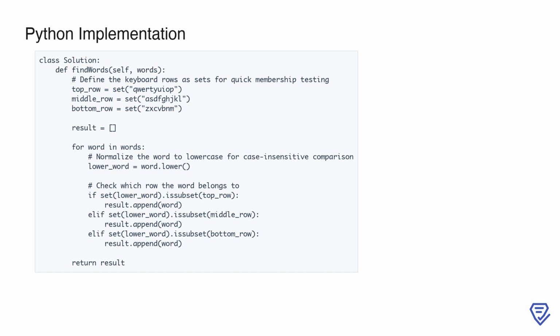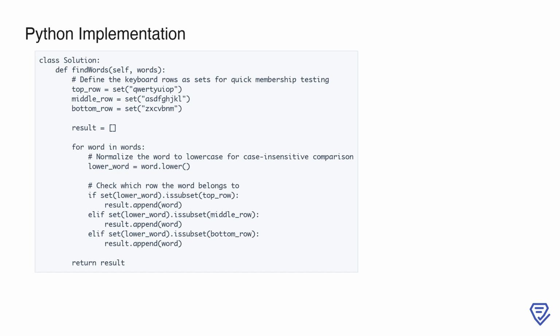Explanation. 1. Keyboard rows as sets. We first define the three keyboard rows, top, middle, bottom, as sets of characters. The use of sets allows us to quickly check if all characters in a word belong to a specific row. 2. Normalization. Each word is converted to lowercase to make the comparison case insensitive. This ensures that uppercase letters in the input won't cause mismatches.